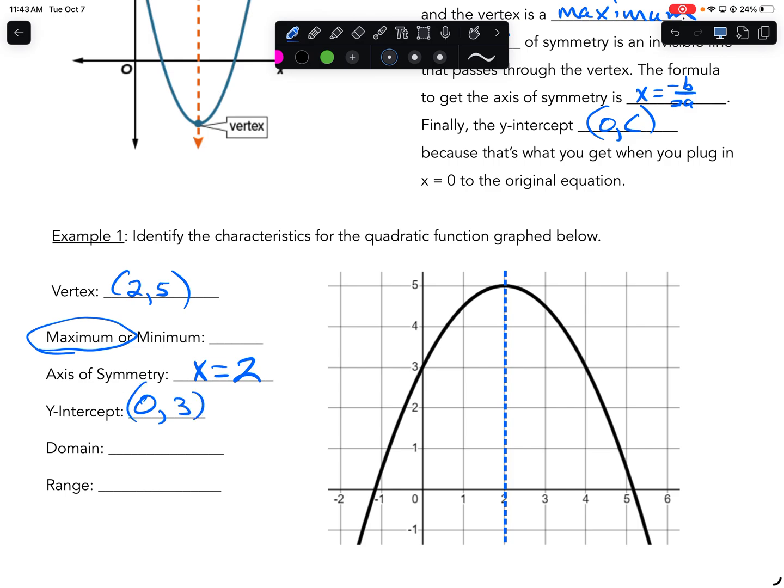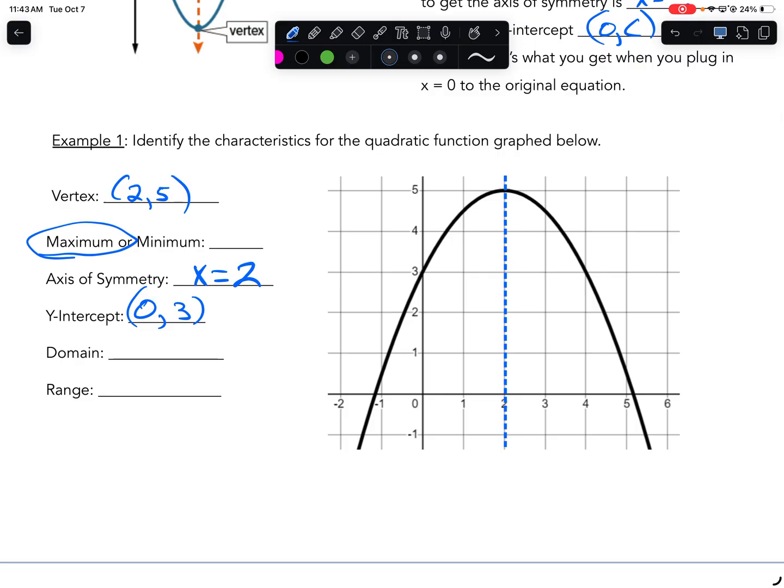What's the domain? If we write it in interval notation, just to remind you of all that stuff, from negative infinity to positive infinity. It just depends. If I ask for interval notation, you have to write it with negative and positive infinity. If I just say what it is, neither set builder nor interval, you can just say all real numbers.